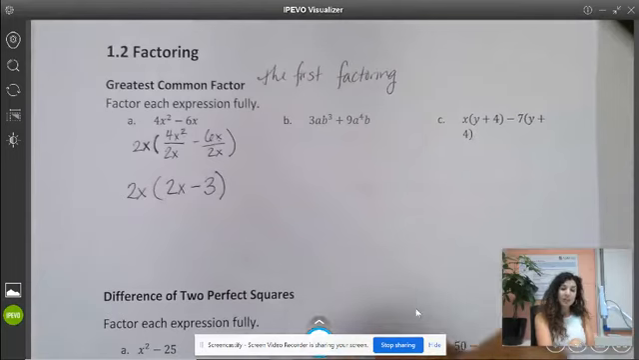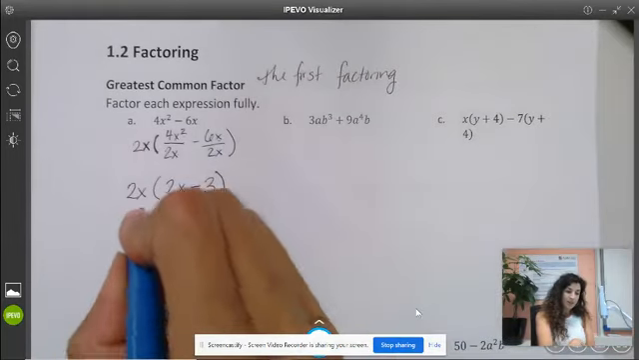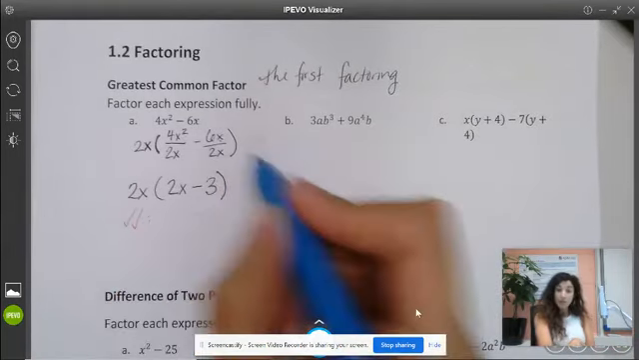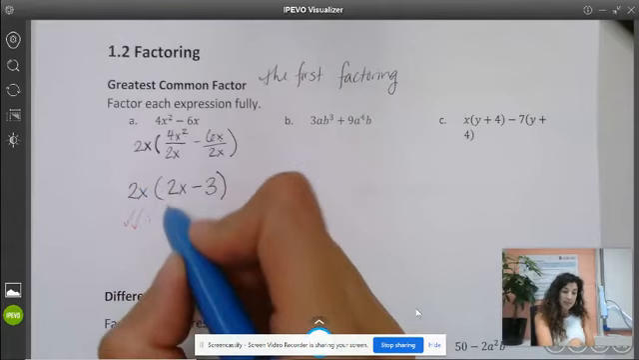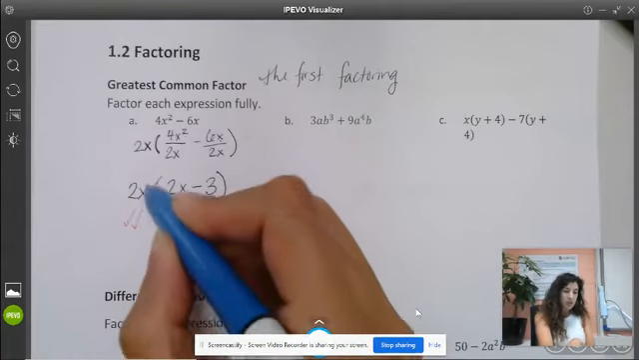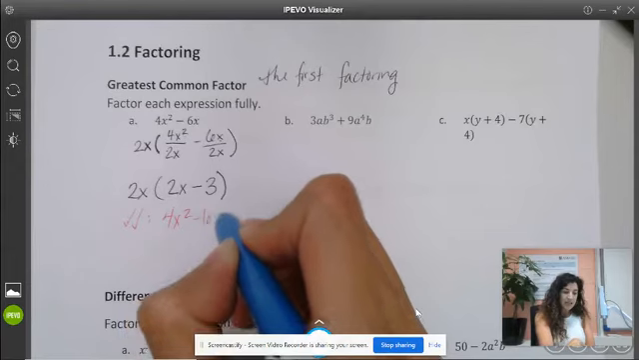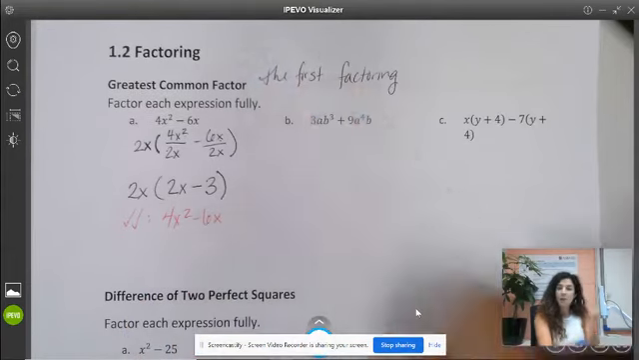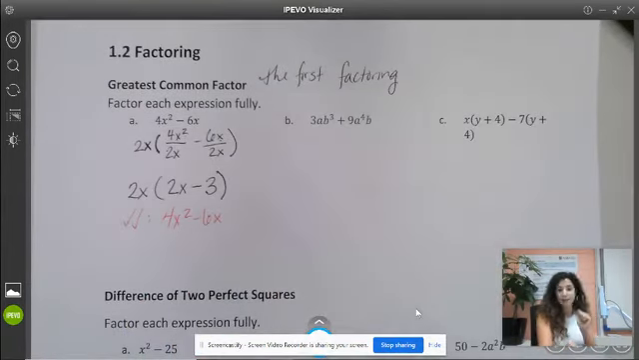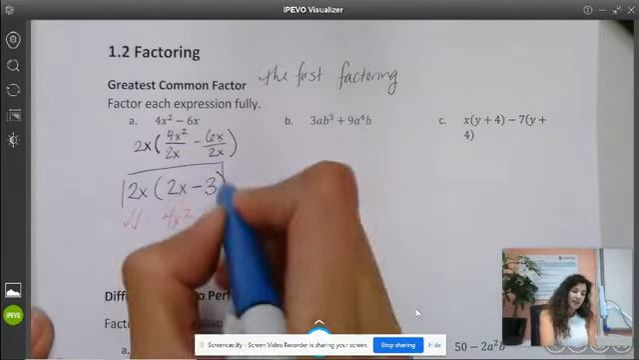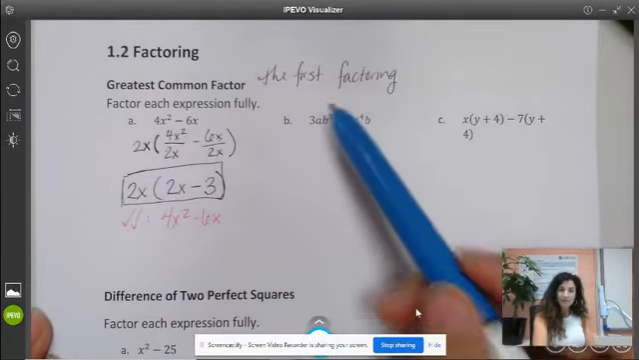You can always double check your answer by distributing back in. You can go 2x times 2x is 4x squared. 2x times negative 3 is negative 6x. And you can always double check and say, oh, yes, I did it correctly. Awesome. Box it. Here we go.